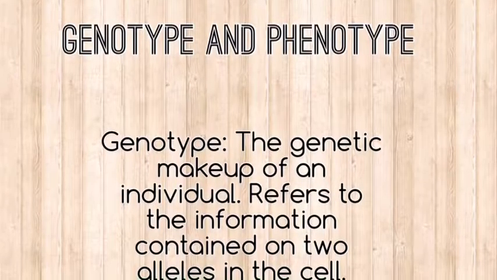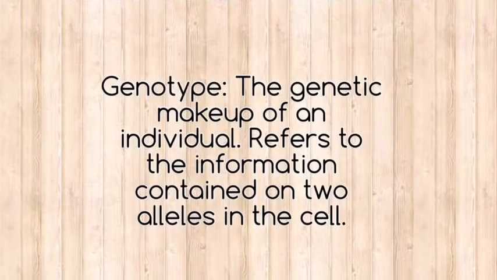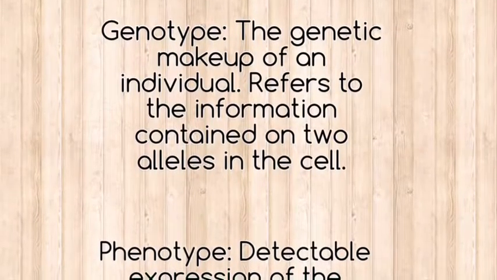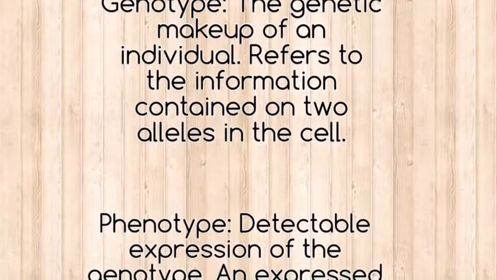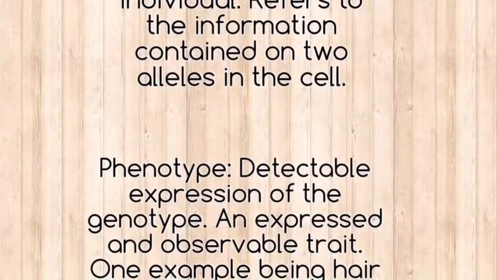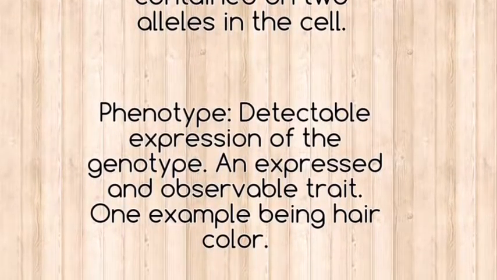Next, the genotype and phenotype. The genotype is the genetic makeup of an individual. It refers to the information contained on 2 alleles in the cell. The phenotype is the detectable expression of the genotype, an expressed and observable trait, one example being hair color.